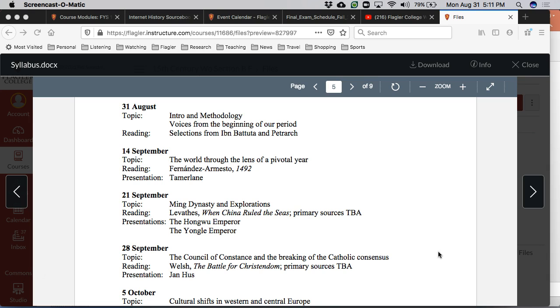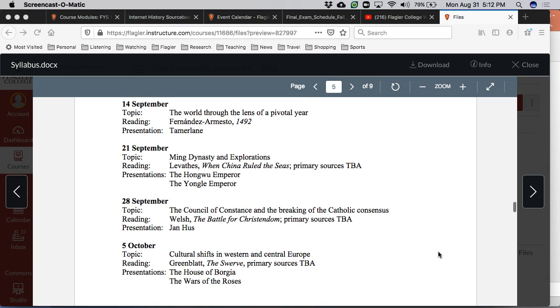So we're going to be jumping all over the world at the beginning of this, right? And I've tried to go somewhat chronologically. Now, I will say this, the Levathes book has to do with what I see as the most interesting component of early Ming history. And these are the voyages of exploration into the Indian Ocean commanded by the Admiral Zheng He, who was, among other things, a eunuch.